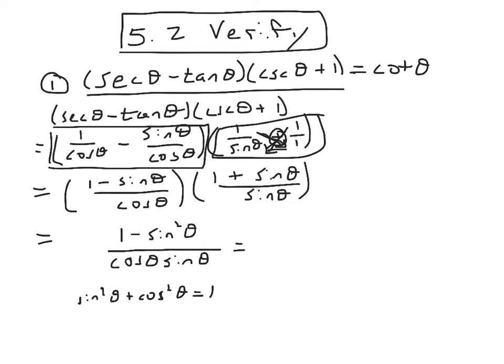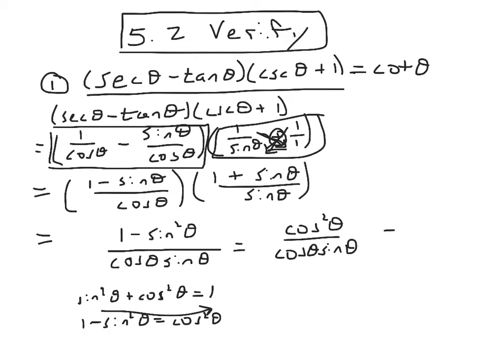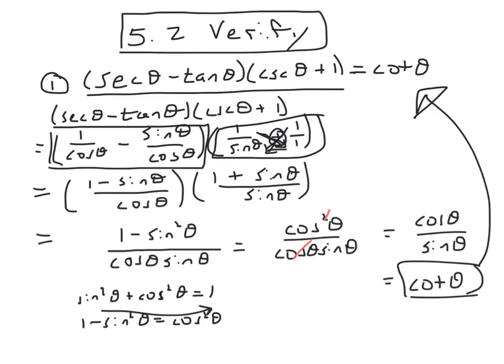Sorry, my handwriting is really bad on this thing. So therefore, if I move the sine squared over, I can see that 1 minus sine squared is equal to cosine squared. Well, then 1 minus sine squared is equal to cosine squared over cosine sine. The cosine squared over cosine, I can cancel out one of those, which will then leave me with cosine over sine, which using a quotient identity is cotangent of theta, which is what I was trying to get all along.